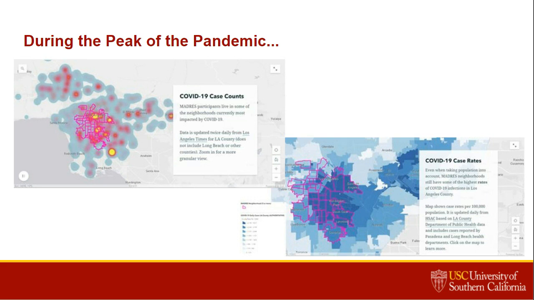And so again, you see these pink boundaries of where our MADRES neighborhoods are, and they coincide with where the highest case counts for COVID-19 were occurring and also the highest case rates. So I invite you to look at the story map to see the remaining pieces of information that we provided in there.